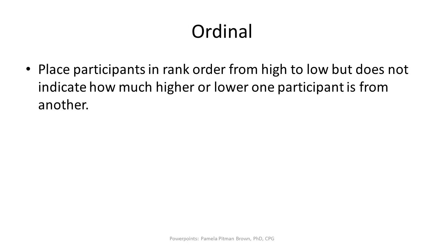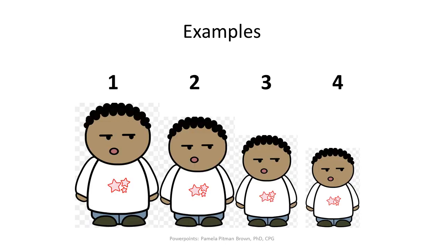Now let's look at ordinal, which is the second level of measurement. This places participants in rank order from high to low, but we don't talk about how much higher or lower one participant is spaced from another participant. So an example would be tallest to shortest. So we have the tallest person at number 1 and the shortest at number 4.